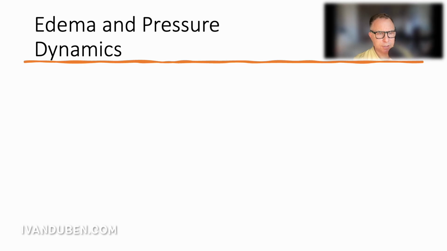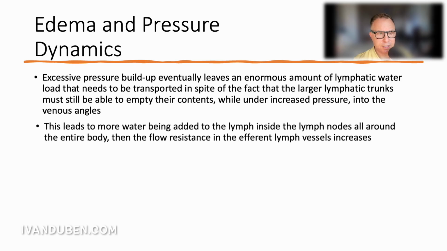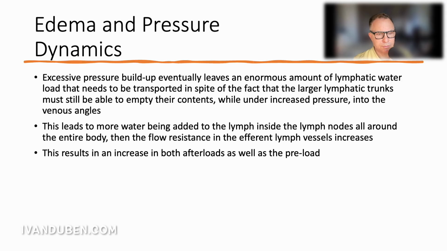So in terms of edema and the pressure dynamics, excessive pressure buildup eventually leaves an enormous amount of lymphatic water load that needs to be transported, in spite of the fact that the larger lymphatic trunks must still be able to empty their contents while under increased pressure into the venous angles. This leads to more water being added to the lymph inside the lymph nodes all around the entire body. Then the flow resistance in the efferent lymph vessels increases. The result is an increase in both afterloads as well as preloads.